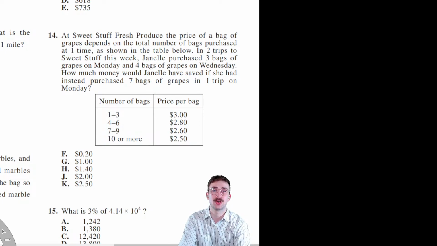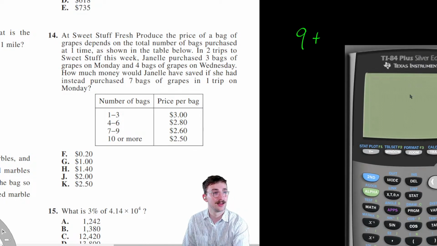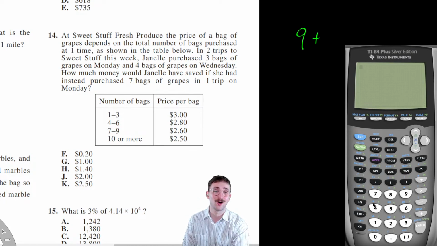how much did she pay already, which is 2 trips, 3 bags on Monday. So 3 times 3 is 9, plus 4 bags on Wednesday. 4 times 28 is, I'm going to break out my calculator. 4 times 28, I don't know, 100 plus 12, 112. I'm going to say 1120. It's my guess. All right, 1120.